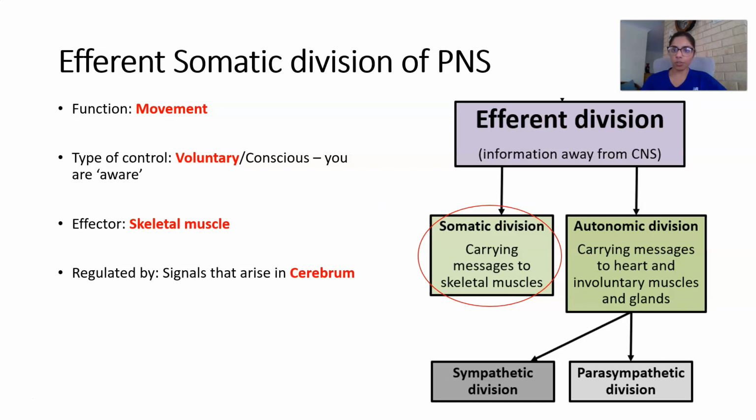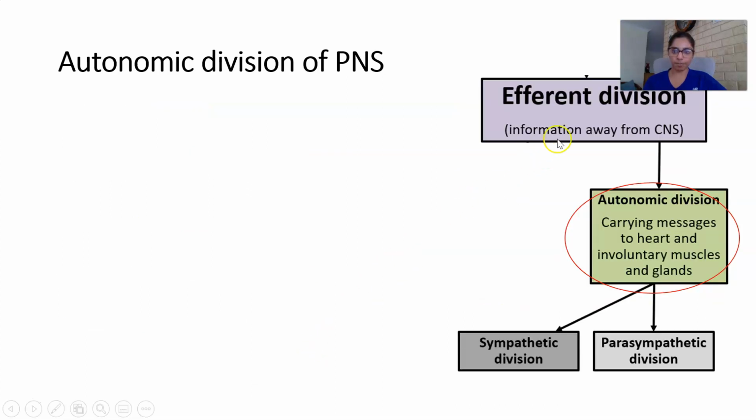And because this is conscious control, our cerebrum dictates what movement is occurring. The effect from the somatic division of the nervous system is always stimulatory. It's always a positive effect.